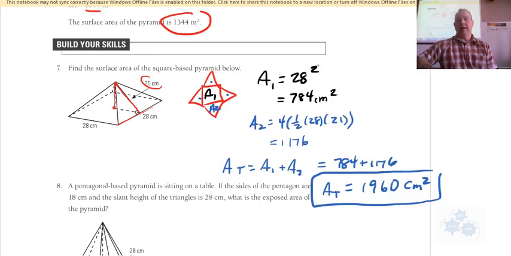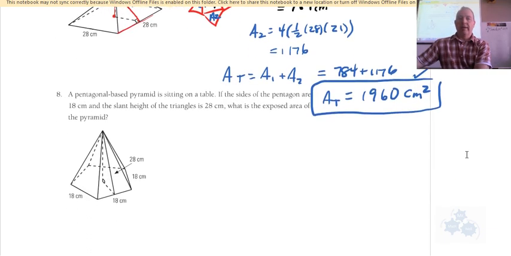Okay, so for number 7, the answer should be about 1,960 centimeters squared. That's taking into account the base, which is 28 times 28, and I've written it this way, 28 squared, that's the same as 28 times 28. You might know that. 28 times 28 is 784. And then we have 4 triangles that are the same. So 4 times 1/2 base times height, which gives us 1,176. And you add those together, you should get that. Okay? So that's practice just like the example we did.